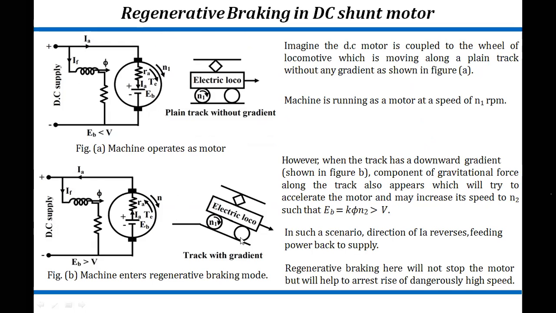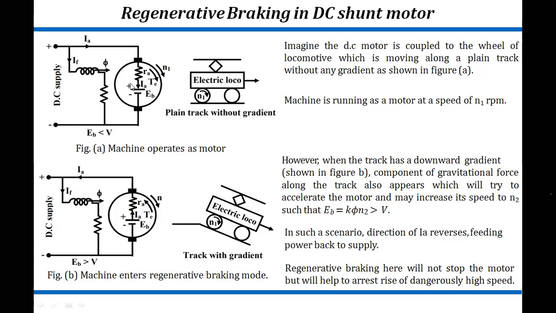But if there is any slope, at that time we are making speed less, and we are supposed to increase the back EMF, that will be greater than V. But if there is no regenerative concept, at that time we have seen we will get the value of back EMF that will be less than supply voltage. So here, imagine any DC motor which is coupled to the wheel of a locomotive which is moving. An electric locomotive is nothing but one type of electromechanical converter. It will move along a plane or a straight track without any gradient.